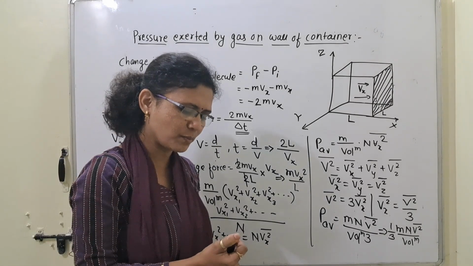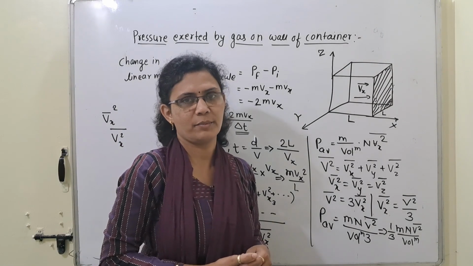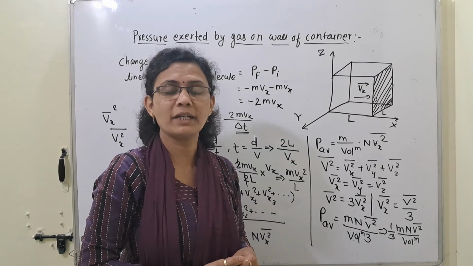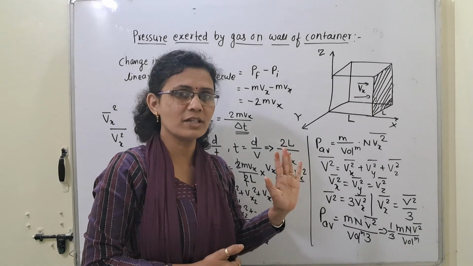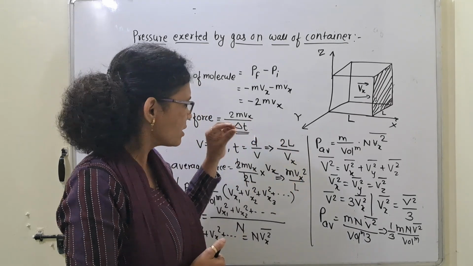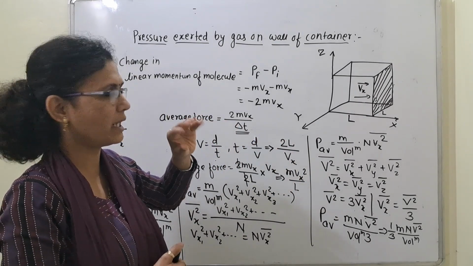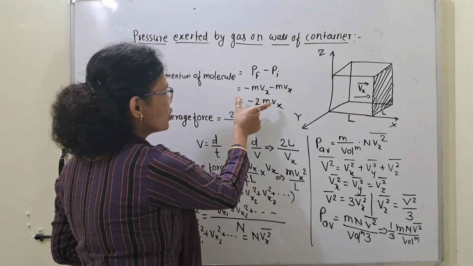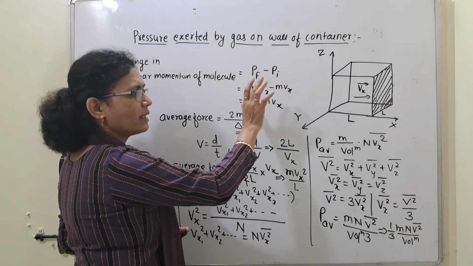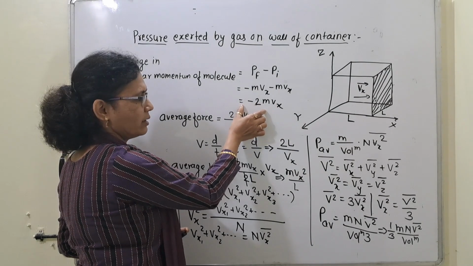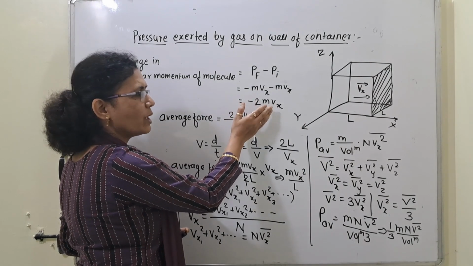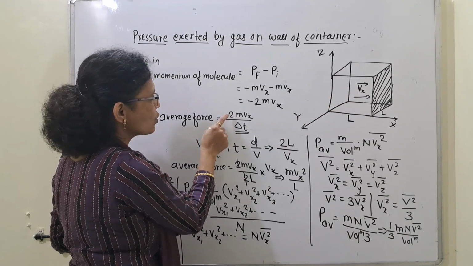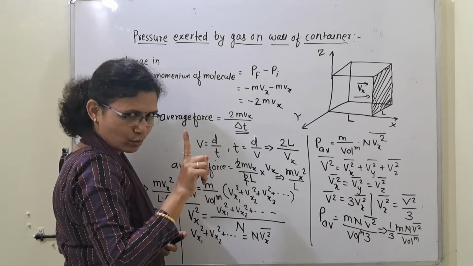Many students ask me how this derivation can be done. They feel it is difficult to derive this expression. But actually, this derivation is not difficult. But some things you have to remember: initially we consider only the x-axis. So the change in momentum along that x-axis we have taken. This much of plus 2mvx momentum is imparted to that wall of the container. So we have taken here plus 2mvx.